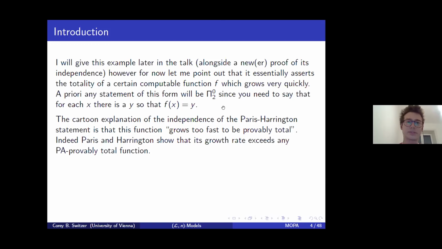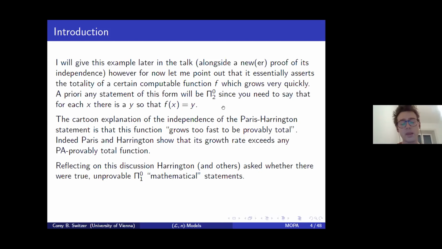And you know, this is what people attribute a lot of independence in PA to: this idea of fast growing functions. And reflecting on this, Harrington, and probably everybody else, asked: could there be a true unprovable Π^0_1 mathematical statement?